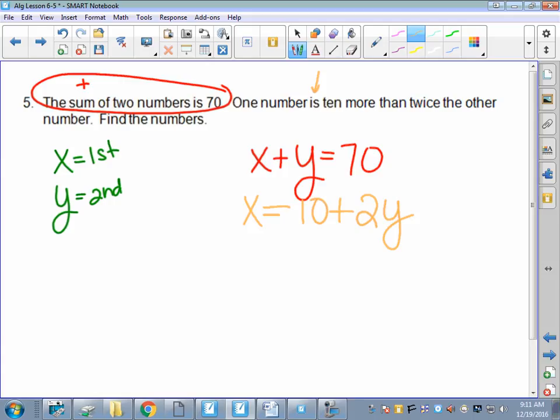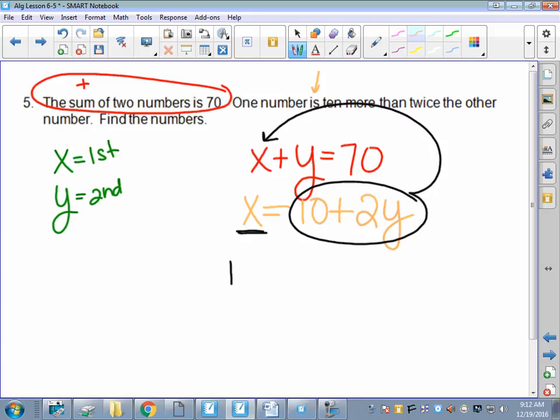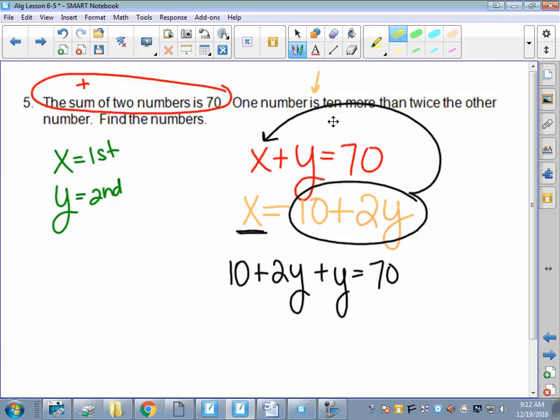Find the numbers. So how would you solve this system if our two equations are x plus y equals 70 and x equals 10 plus 2y? This one looks like it might be a really good time to use substitution, right? Because it tells us what x is equal to. So wherever I see an x in this equation, I could put a 10 plus 2y. So this part right here was an x in that original equation. I put that 10 plus 2y and substituted for it. And then I can solve.